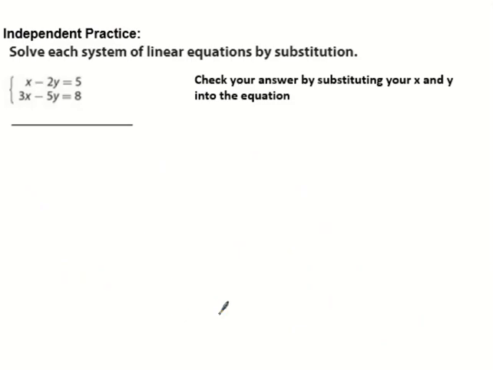All right, so here's your independent practice. I'll give you a hint. Solve for this x. Okay, step 1, solve for that x.